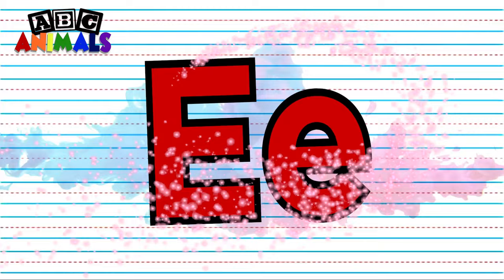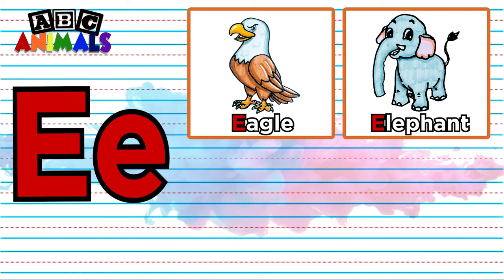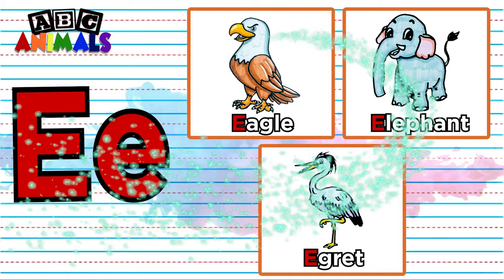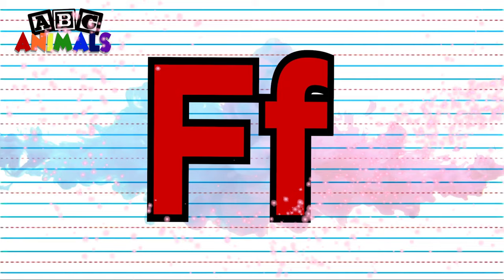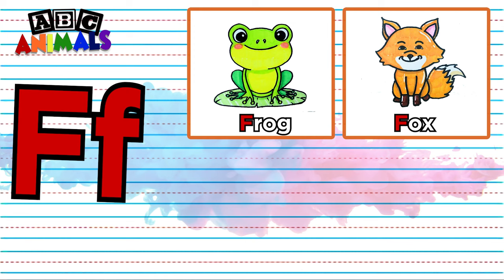E. E is for eagle. Elephant. Egret. F is for frog. Fox. Flamingo. Ferret.